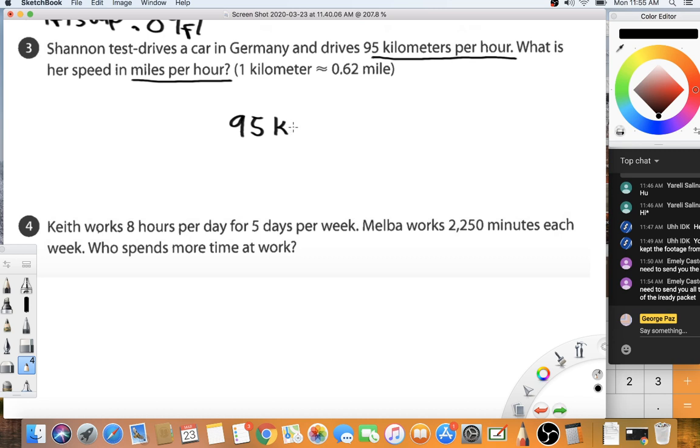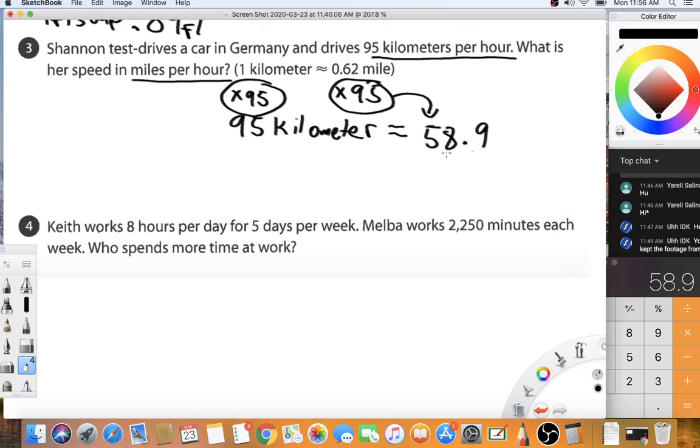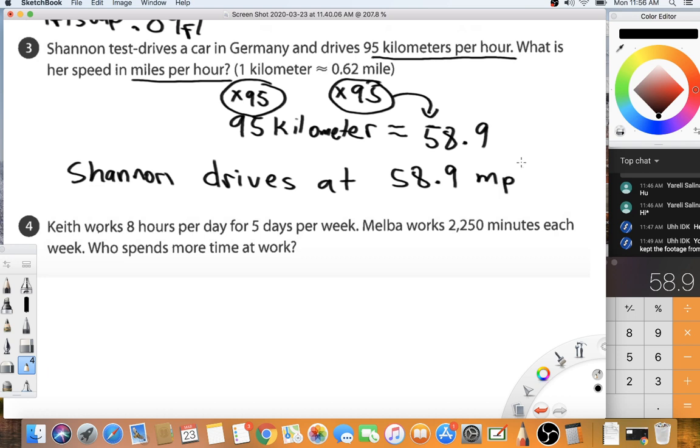5 kilometers. I don't think that's the abbreviation. Kilometer. Now, I do 1 times 95 to get 95. Now I need to do 0.62 times 95 to get how many miles this person's speed is. So again, long numbers, we're going to use a calculator for this one. 0.62 times 95, and we get 58.9. That means that Shannon drives at 58.9 miles per hour.